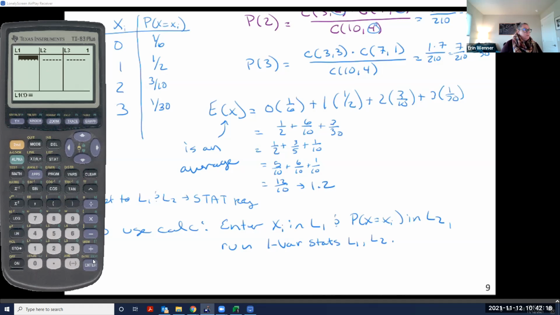So now in L1, we're going to enter our values for Xi. So we have 0, 1, 2, and 3. In L2, we can enter the probabilities associated. So for 0, we have 1/6. For 1, we have 1/2. For 2, we have 3/10. And for 3, we have 1/30.